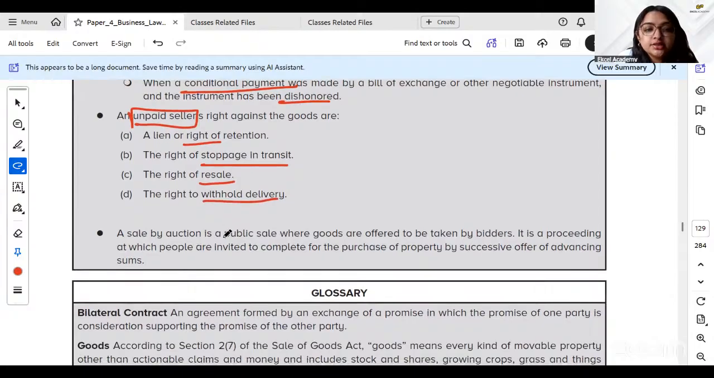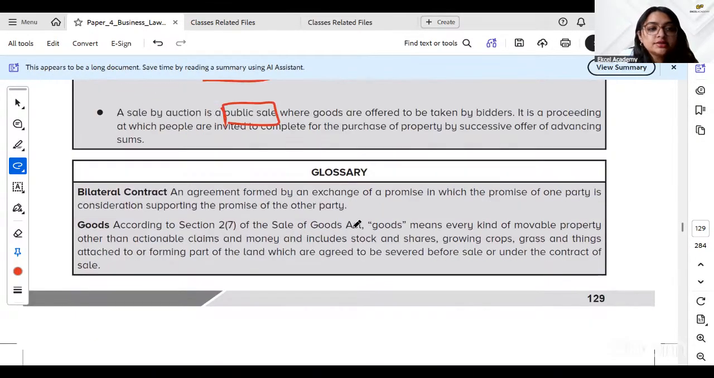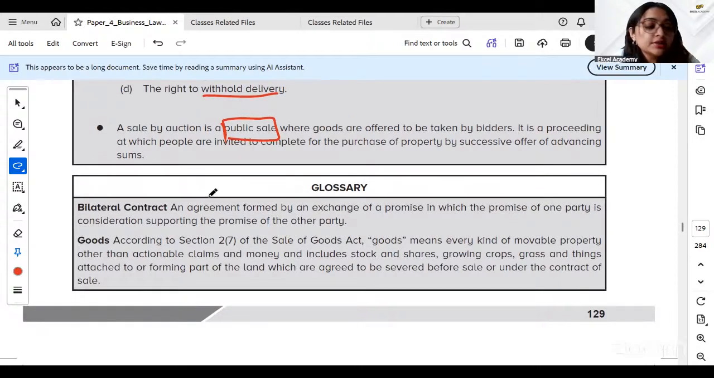A sale by auction is a public sale where your goods are offered to be taken by the highest bidders. It is complete by the fall of the hammer. So until then, your bids may be retracted. Okay. Your simple glossary to understand here. Bilateral contract is an agreement formed by an exchange of a promise in which the promise of one party is the consideration supporting the promise of the other party, right? So the promise of one party is consideration. I will pay you 50,000 rupees if you sell this car to me. Okay?